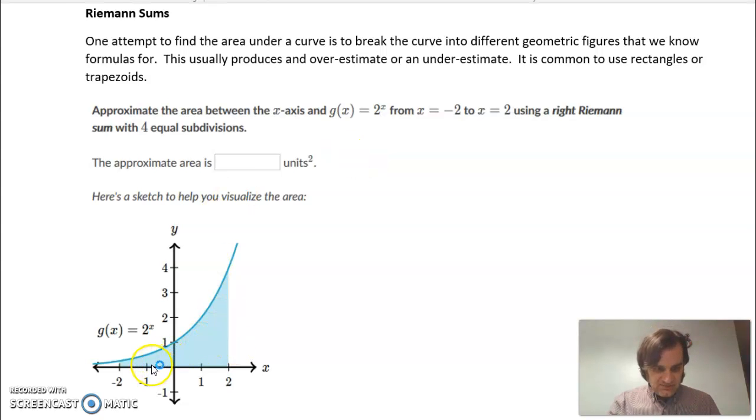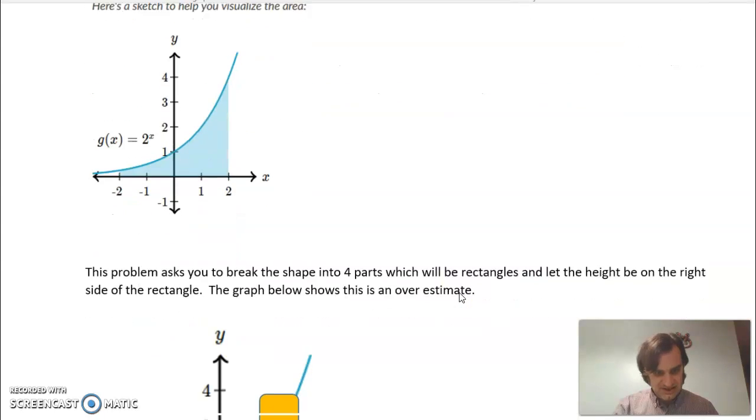Okay, so what we're going to do is break this up into 4 equal rectangles, or 4 equal parts across the x-axis. So if we start at negative 2 and go to positive 2, it's very easy to say that they would each be 1 wide. Okay, so let's go down and see what we're looking at.